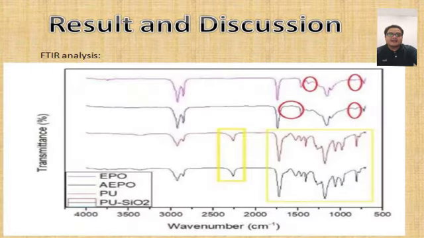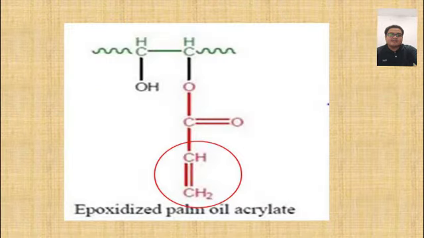For the second line, which is for acrylated palm oil, we can see that there is new peak emerged at wave number 829 and 1600. This indicates there is existence of C double bond C functional group. This means a successful acrylation process because the acrylation process open the epoxide ring and forming double bond with the palm oil structure.